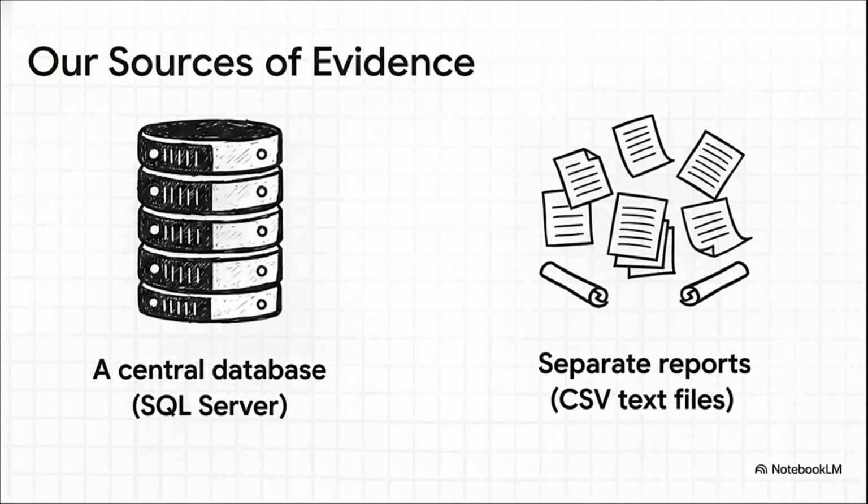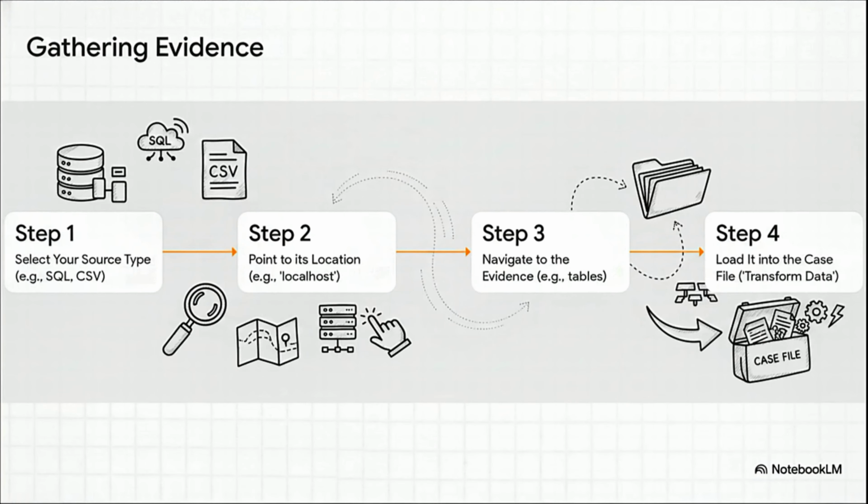And then we've got these separate reports, let's call them our witness statements, and they're just coming in as simple text files. I know this might sound a little technical, but conceptually, it boils down to a super simple four-step process. First, you tell Power BI what kind of file you're looking for. Second, you show it where to find it. Third, you pick out the specific piece of evidence you need from that file, and bam, step 4, you load it into your case file. Every single piece of evidence we collect is going to follow this exact same path.